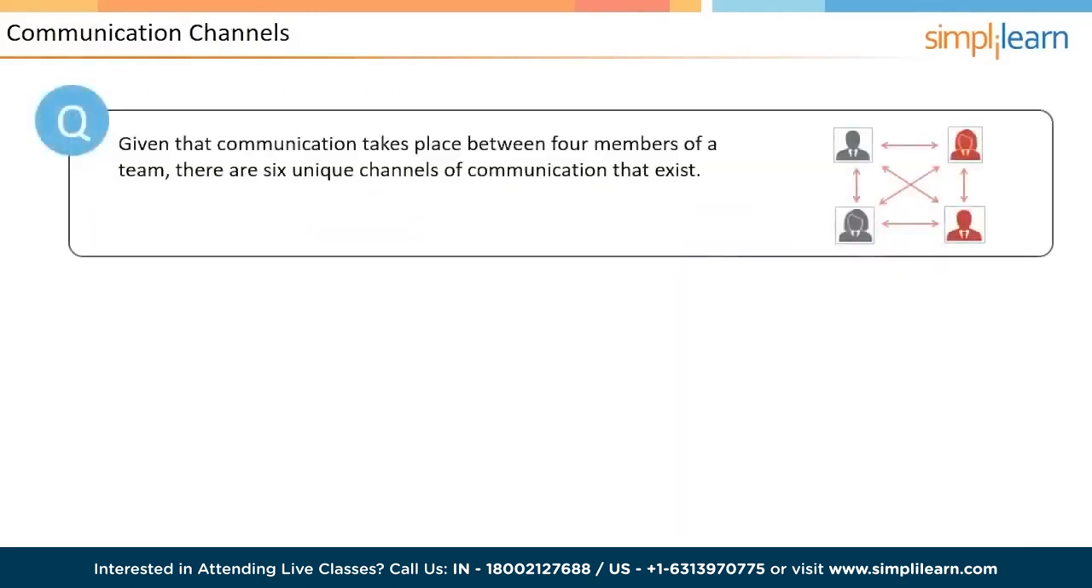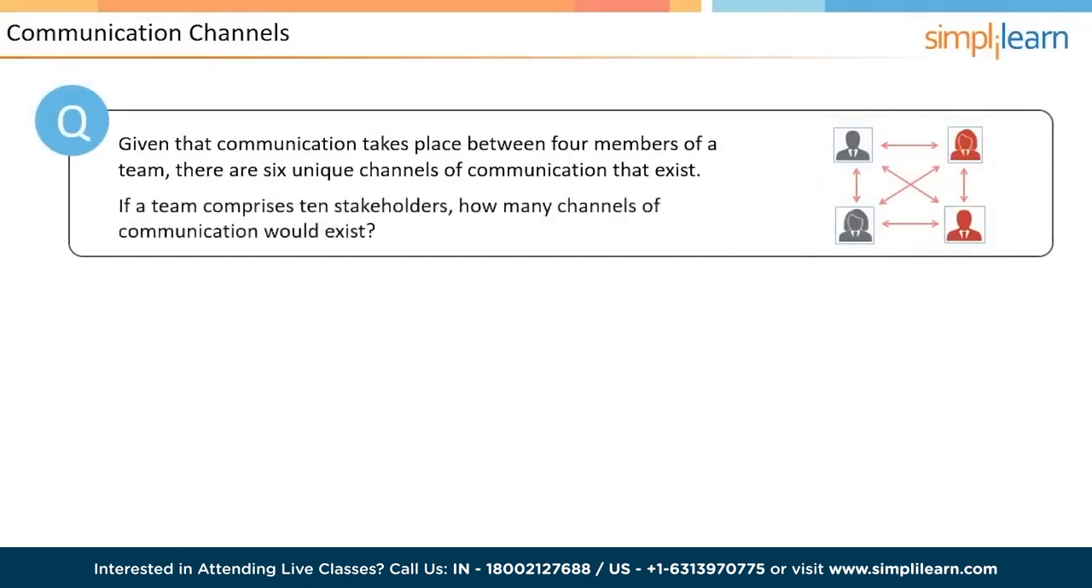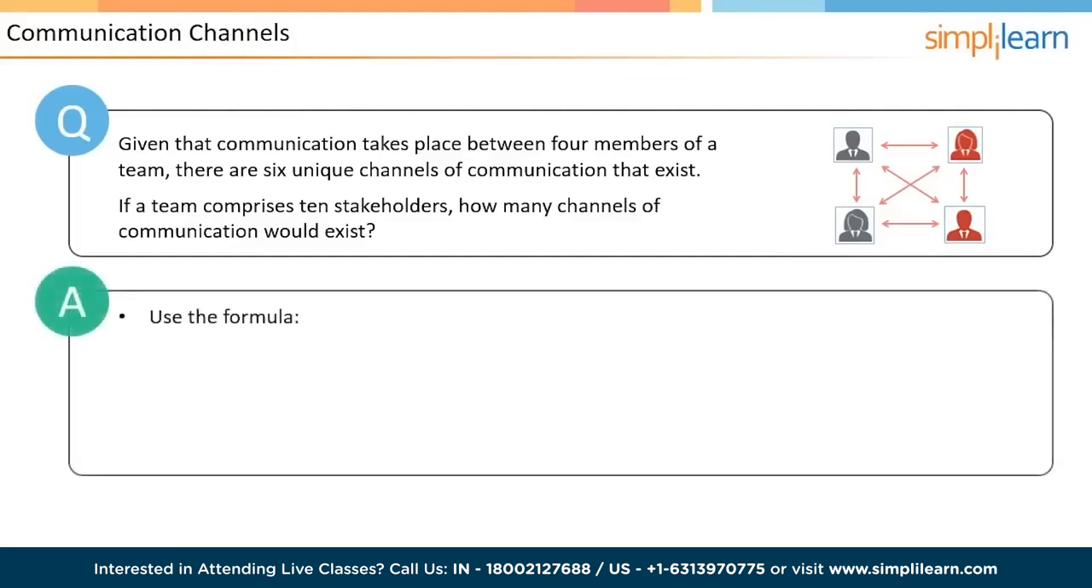Communication takes place between 4 people in a team. The lines across the members represent that there can be 6 unique channels of communication existing within the team. Now, if the team comprises 10 members, how many unique channels of communication will there be? You can calculate using the formula n multiplied by n minus 1, and the resulting product divided by 2.